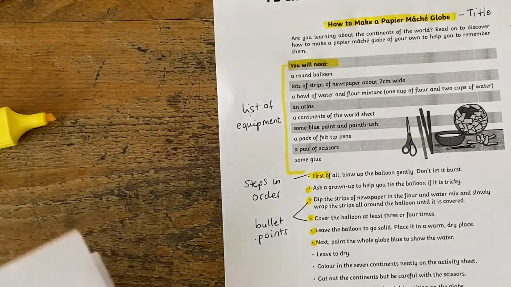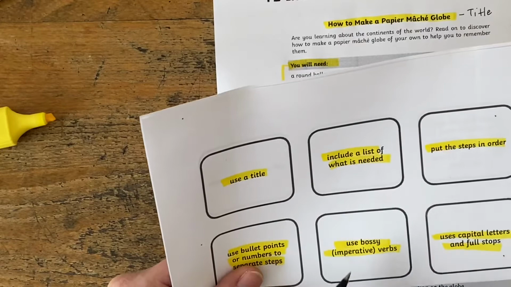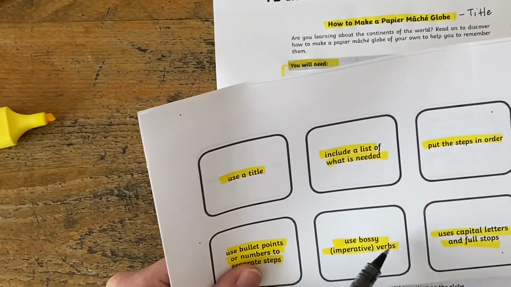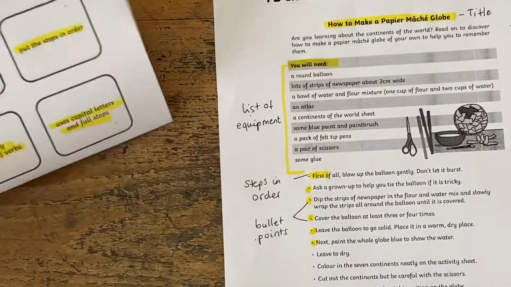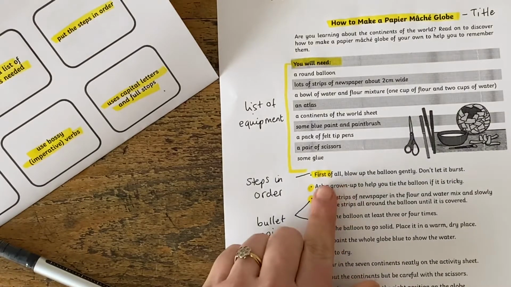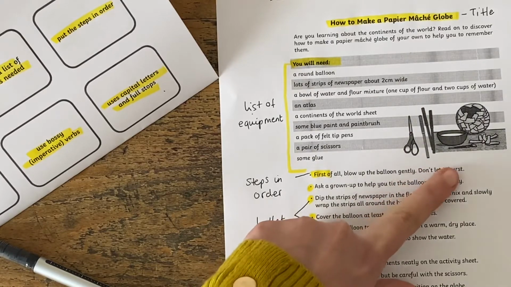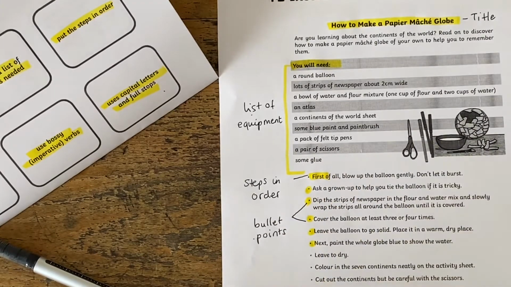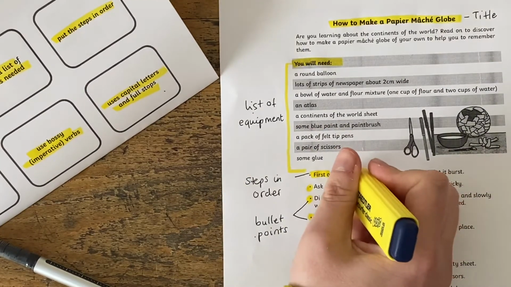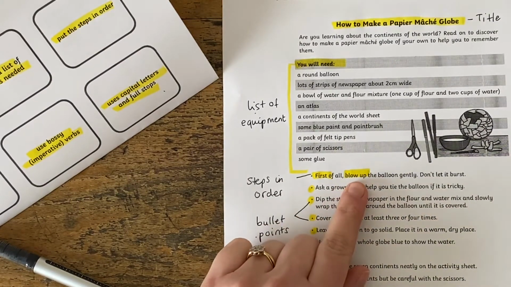Okay, now the next one says a long word. Now, we have talked about this in class, but you might not remember. Bossy verbs. They're known as, with a really fancy word, imperative verbs. So those are verbs that tell us how to do something. So if we look at the first step, first of all, blow up the balloon gently, don't let it burst. Now, a verb, remember, is a doing word. So the doing word here is blow. Blow up. Okay, that's telling us what to do. So that would be our imperative verb.